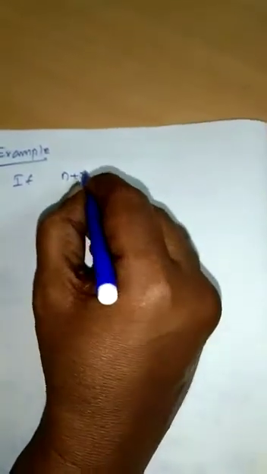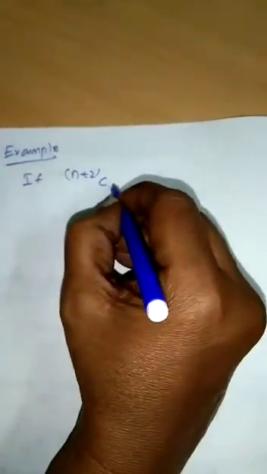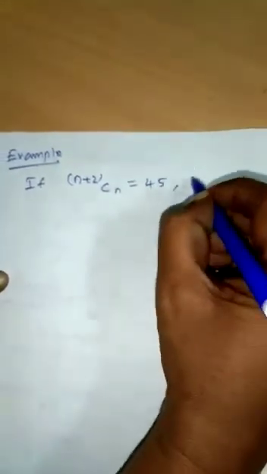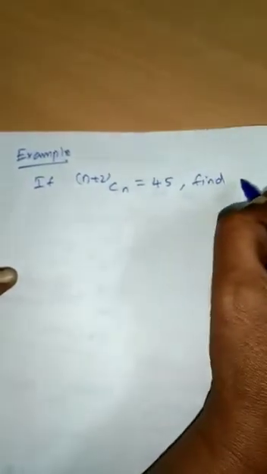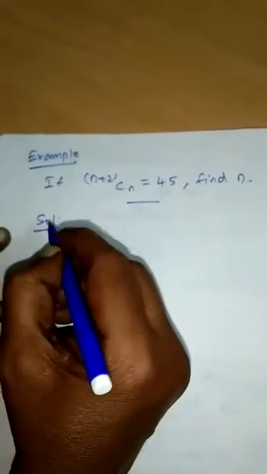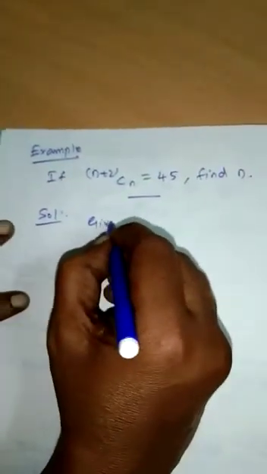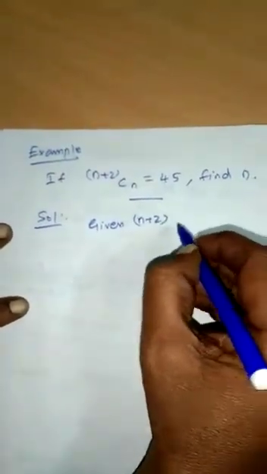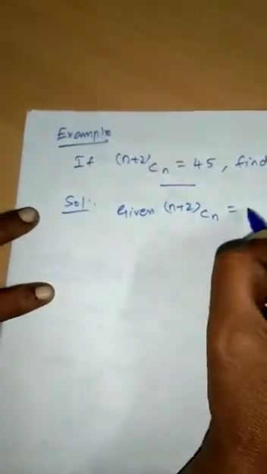Next example. If (n plus 2) Cn is equal to 45, find n. Solution. Given (n plus 2) Cn is equal to 45.